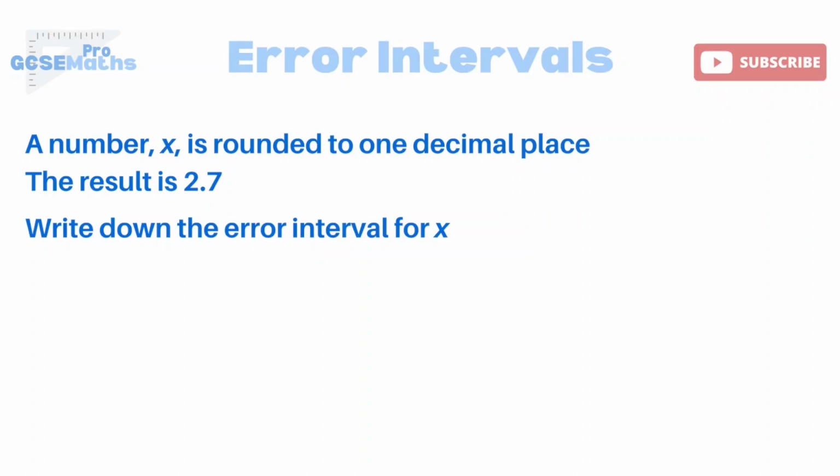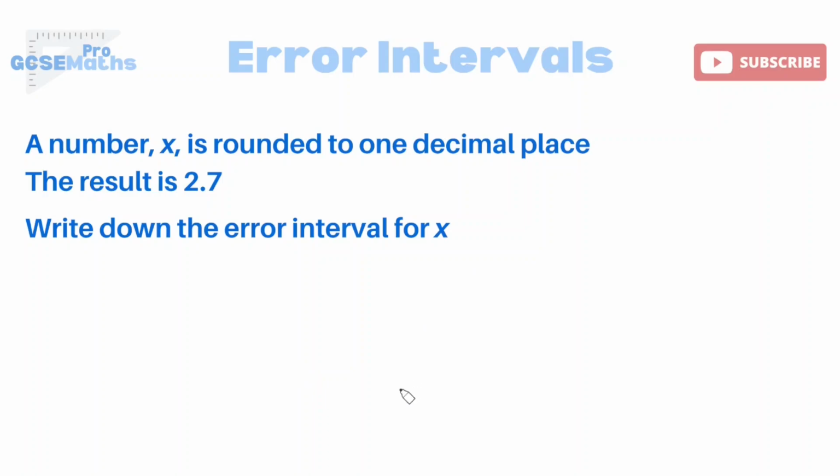So the first type of question we're going to go through is very, very similar and pretty much the same concept as upper and lower bounds. So for example, we have here a number, x, is rounded to one decimal place. The result is 2.7. Write down the error interval for x. So what that means is we've got a number, we don't know exactly what it was originally, but we know that when they rounded it to one decimal place, it gave them 2.7.